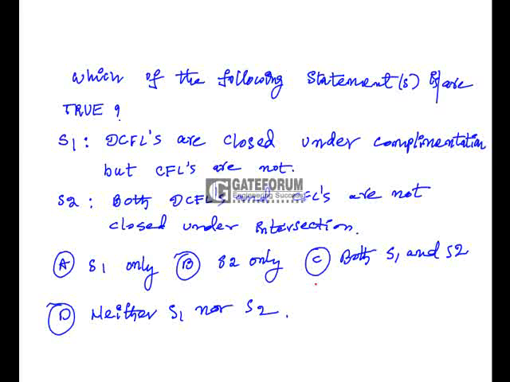and complementation both. But if you consider the closure properties, DCFLs are closed under complementation, but CFLs are not. So S1 is true. S2, both DCFLs and CFLs are not closed under intersection. So here DCFLs are not closed under intersection, but DCFLs are closed under complementation. Whereas CFLs are not closed under both operations. So both the statements S1 and S2 are true. Option C is the right option.